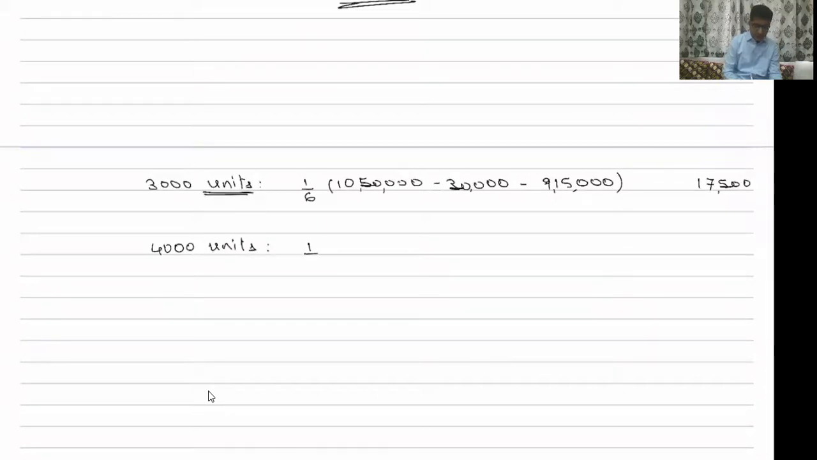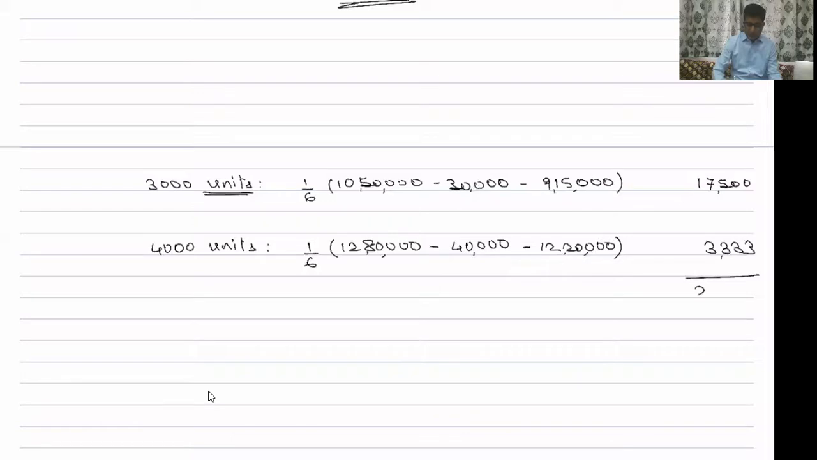4,000 यूनिट्स के केस में क्या आएगा? 1/6 of 4,000 into 320, that is 12,80,000 minus 40,000 minus 305 into 4,000, 12,20,000 बराबर. सो 12,20,000 प्लस 40,000 माइनस 12,80,000 डिवाइड बाय 6, मतलब 3,333. The total of these two comes to 20,833. Is it coming same? यस सर.